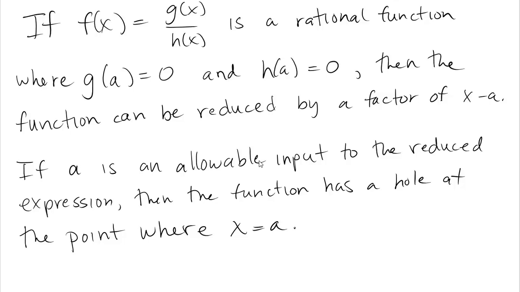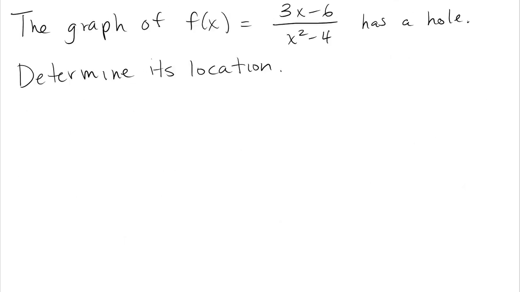The function's behavior won't be to tend towards infinity or negative infinity. It will tend towards what you get when you plug a into the reduced version. Let me show you what I mean. I'm telling you in advance that the graph of f of x equals 3x minus 6 over x squared minus 4 has a hole in it. We're going to determine the location of that hole.